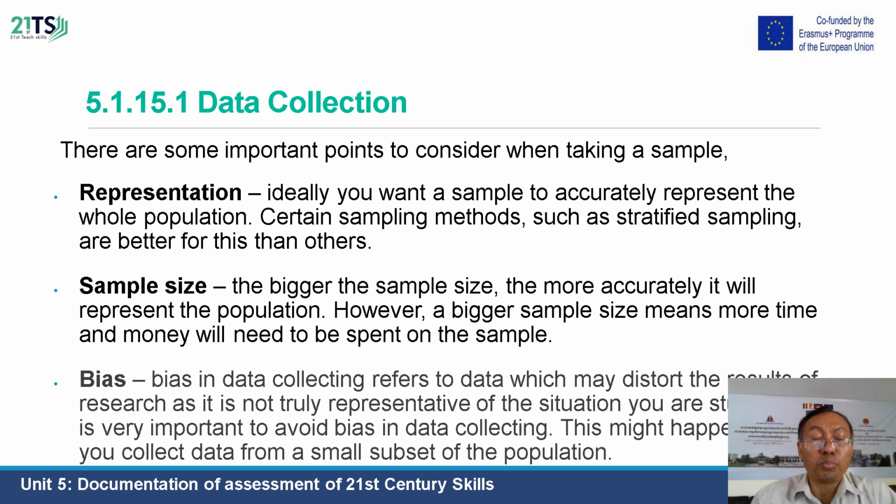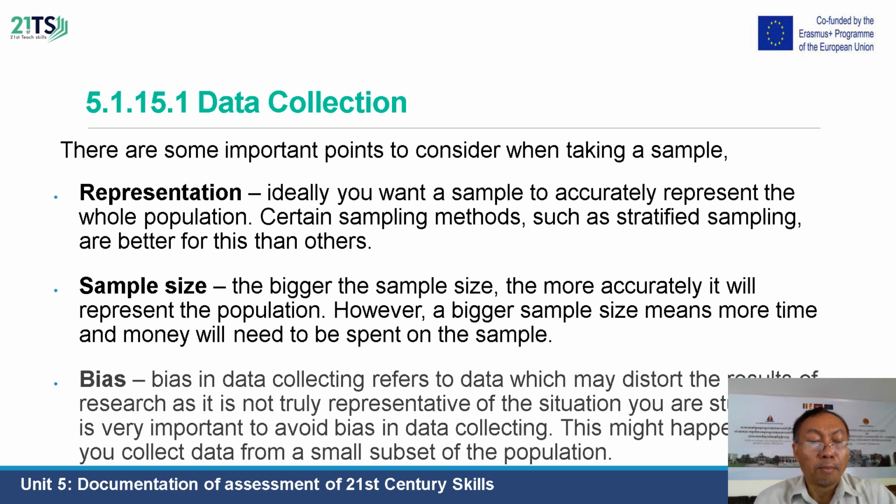There are some important points to consider when taking a sample. For representation, ideally, you want a sample to actually represent the whole population. Certain sampling methods, such as stratified sampling, are better for this than others. For sample size, the bigger the sample size, the more accurately it will represent the population. However, a bigger sample size means more time and money will need to be spent on the sample.